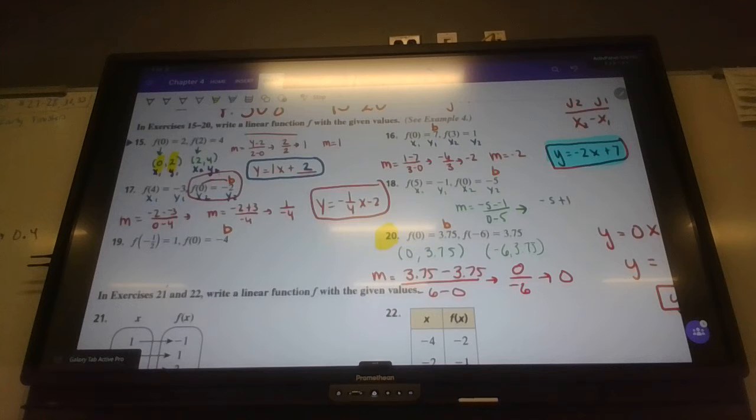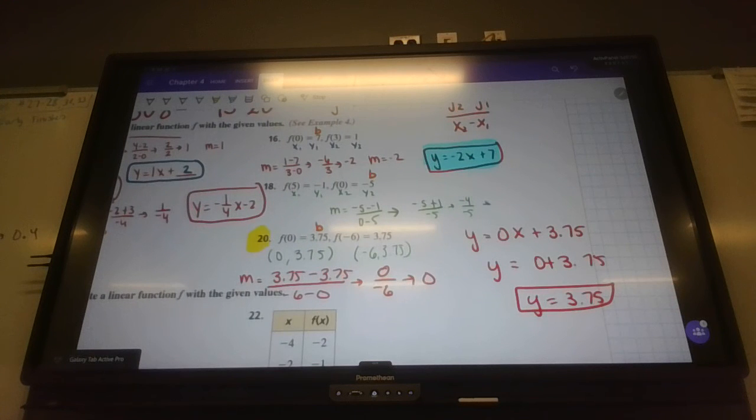-5 plus 1 over -5. -4 over -5. Which is 4/5. Or if you got 0.8, that's correct. So this one is 4 over 5x minus 5. Or you can write plus a -5.